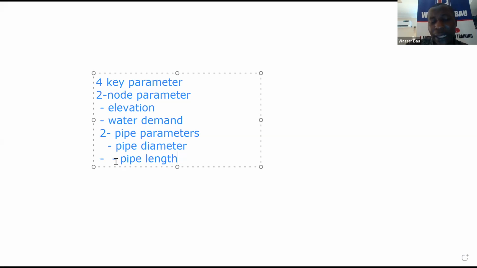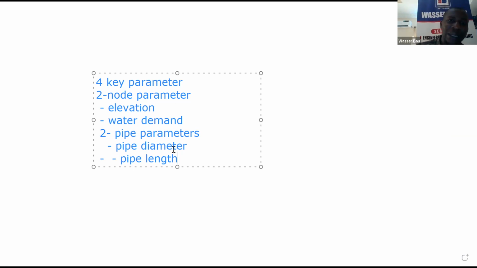Can somebody recall again the velocity range in every pipe network for water distribution? 0.3 meter per second to 3 meter per second. So that's the lower limit and the upper limit. The lower limit is 0.3. The water should not flow so slow. At the same time, the water should not flow so fast. So these are the 4 parameters.